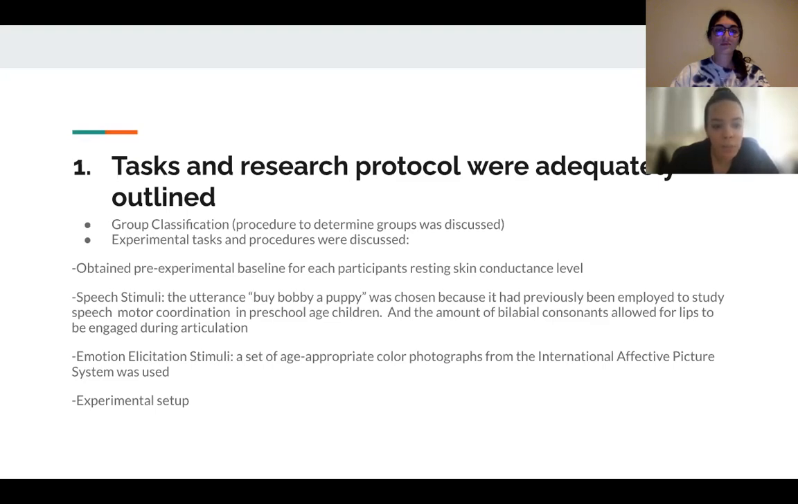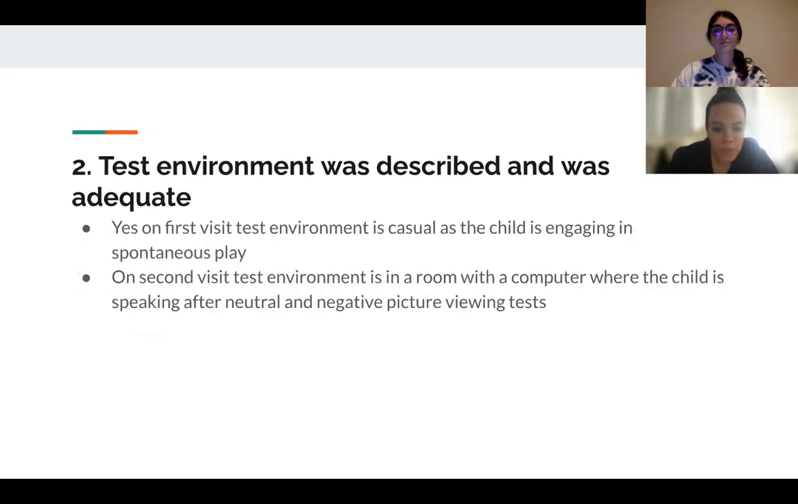Another section spoke about speech stimuli, specifically how they chose the speech utterance "Bye Bobby a puppy" because it had previously been used to study speech motor coordination in preschool age children. And additionally, the amount of bilabial consonants allowed for lips to be engaged during articulation. There was a section about the emotion elicitation stimuli, which spoke about the photographs used, and another section that spoke about experimental stimuli or experimental setup.